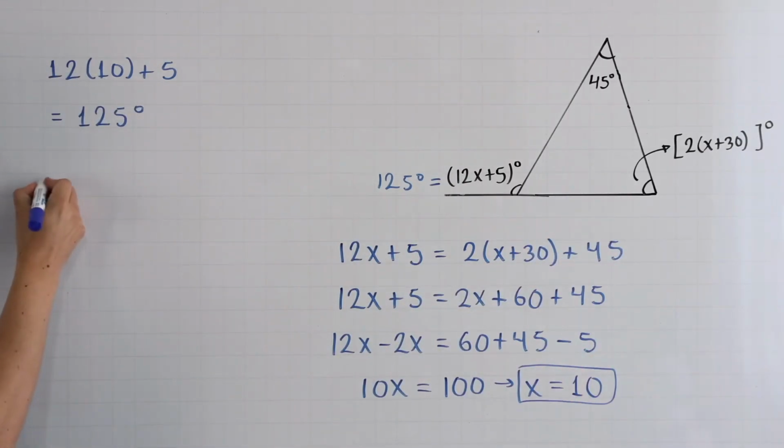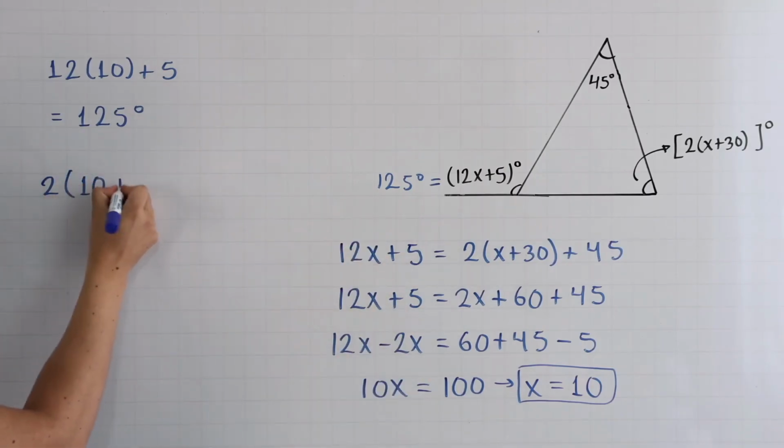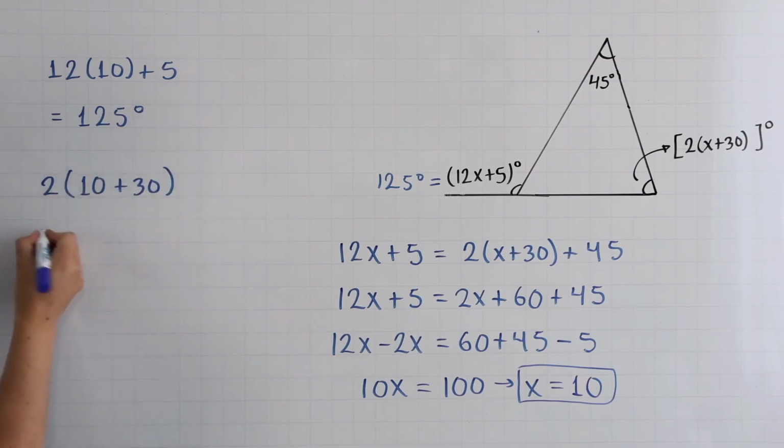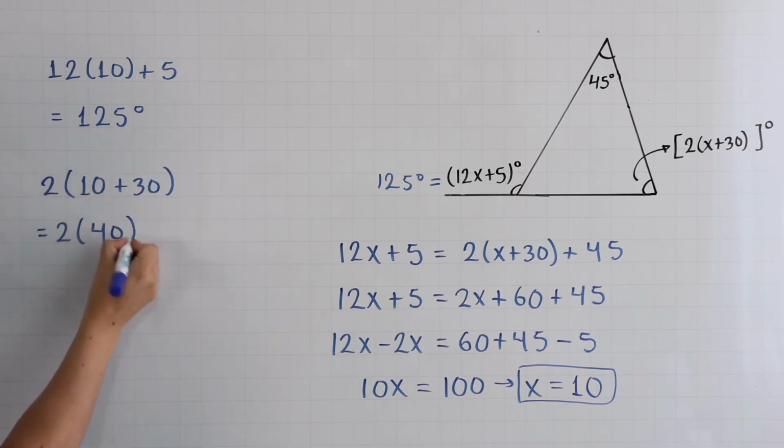So let's write 2 times x. But we said that x is equal to 10 plus 30. We do the operations, and I get 2 times 10 plus 30, which is 40.